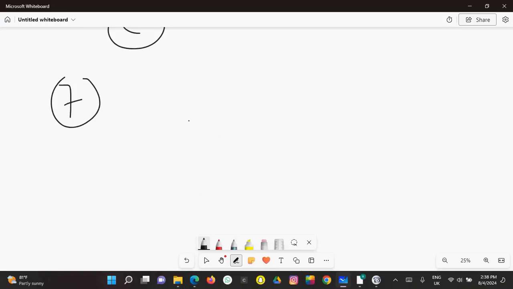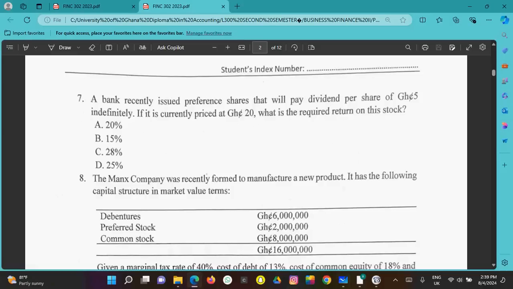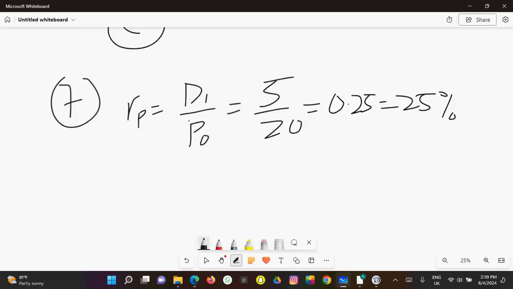Right. So the R for a preference share, as we know the formula already, is going to be D1 over P0, which is equal to 5 over 20, which is equal to 0.25. It is equal to 25%. So answer option D.